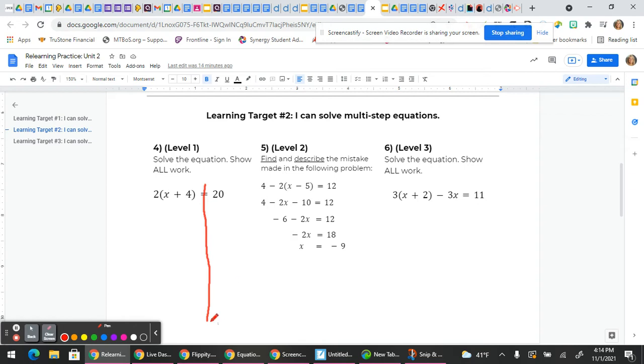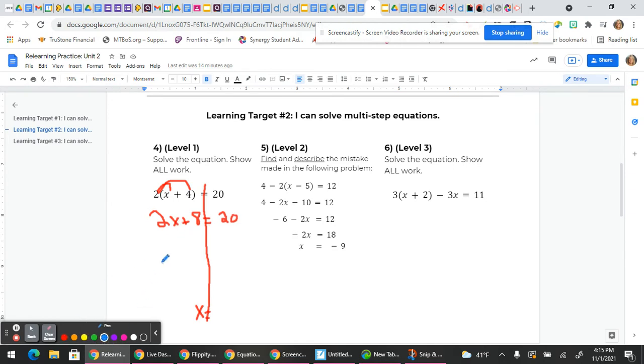So in order for us to get this x all by itself, we've got to do a little bit of work. We're going to share the 2 with the x, and then we're going to share the 2 with the 4. So we're going to use the distributive property to help share that 2 so that we can simplify and get to the x. So I've got 2x plus 8 is equal to 20. Now, this looks a lot like an equation that we solved in learning target number 1.